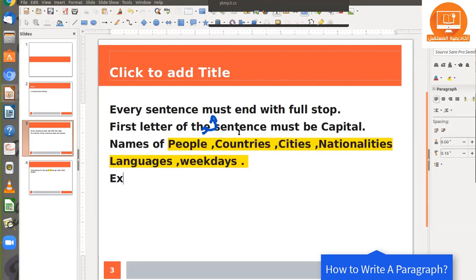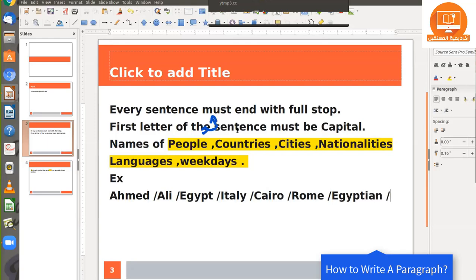For example, Ahmad, Ali must be capital, Egypt, Italy, Cairo, Rome, Egyptian, Italian, Arabic, English, Monday, and so on.